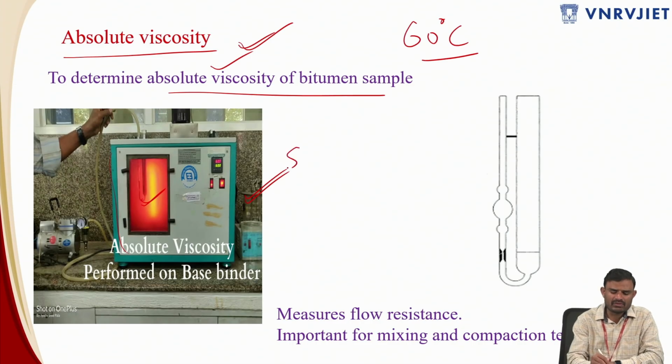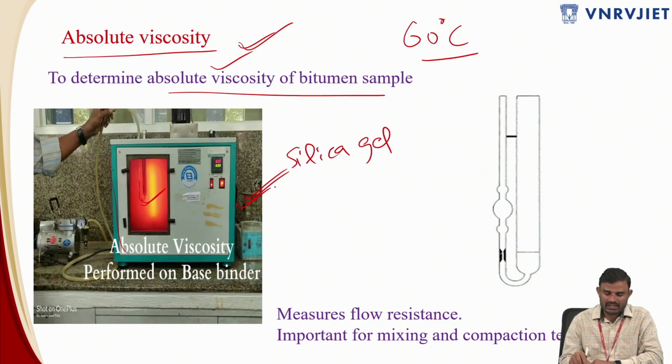So generally we will be using silica gel as a liquid for measuring the viscosity of bitumens. It is used to measure flow resistance and is also important for mixing and compaction temperatures. I'm not going deep into the mixing and compaction temperatures, as that is beyond the scope of the UG program.